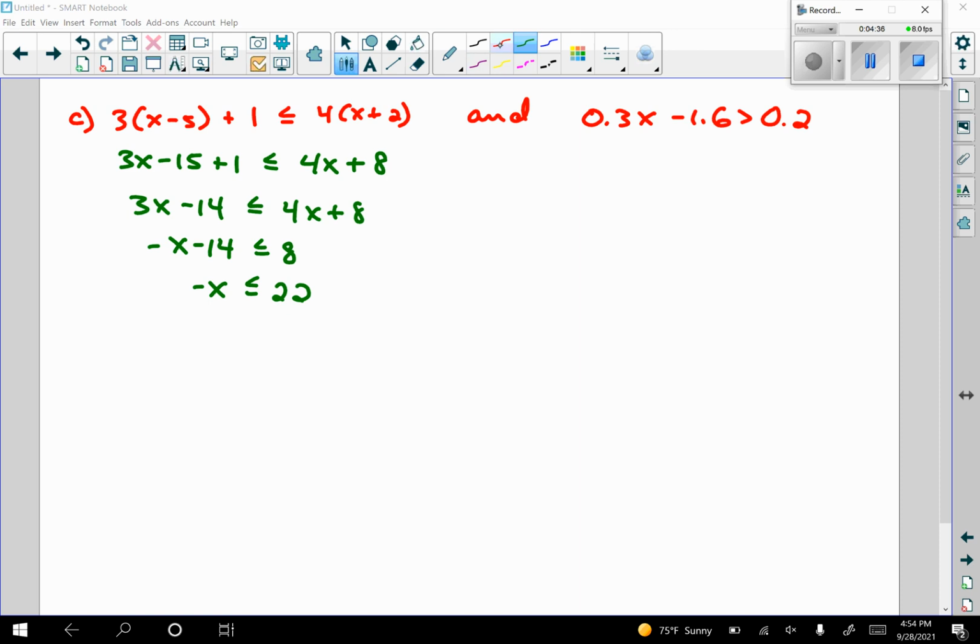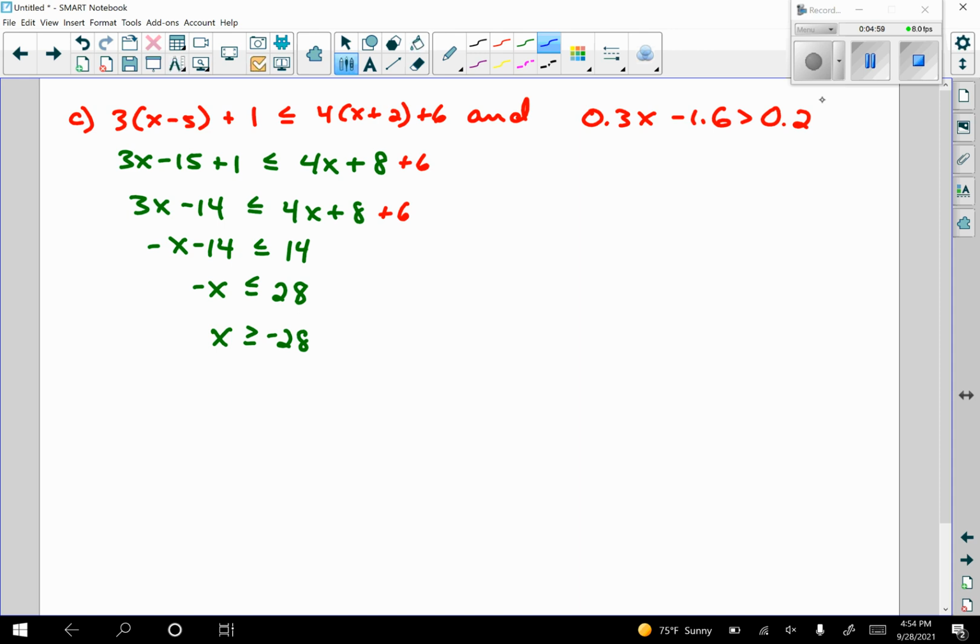And I just realized I forgot the plus 6 here. So this will actually change this to a 14. And I'll make this a 28. Now I want to divide both sides by a negative 1, so I'm going to get x is greater than or equal to a negative 28.